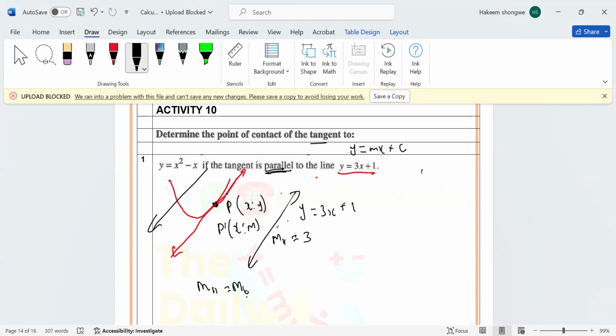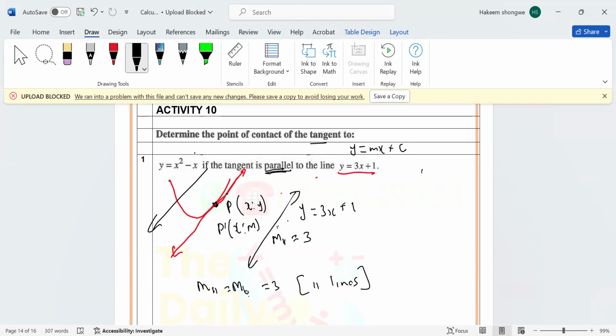Then you can go and update the gradient of the tangent, which we didn't know. It's very important, because they can speak not only about m parallel, they can also speak about m perpendicular. Does that make sense? So now you can say this one is equal to 3. If they ask why we are saying this, we will tell them it's because we have parallel lines.